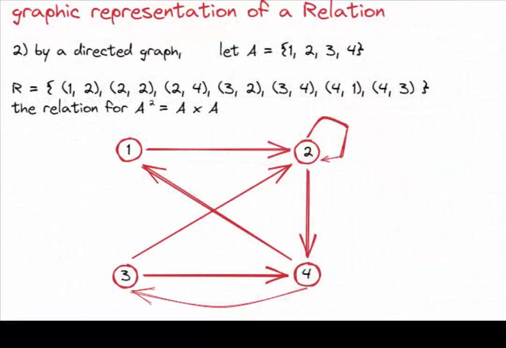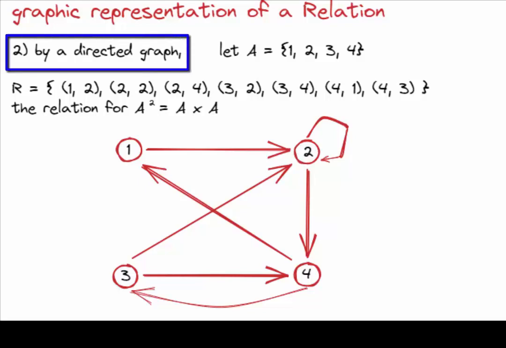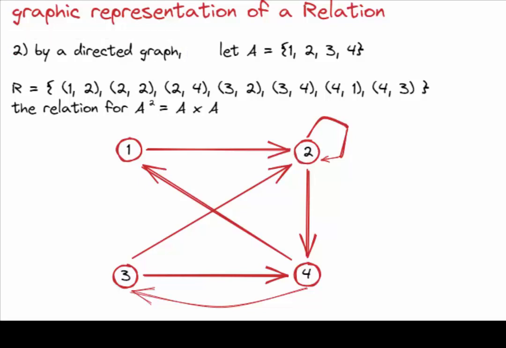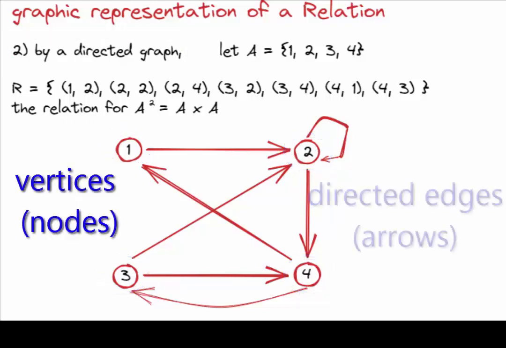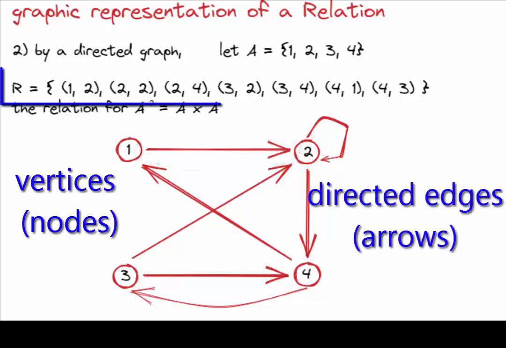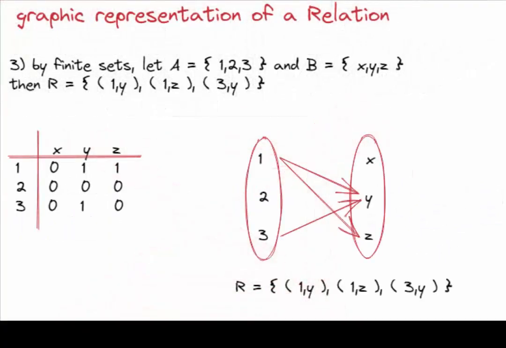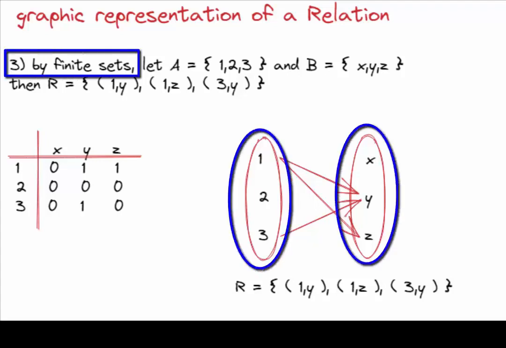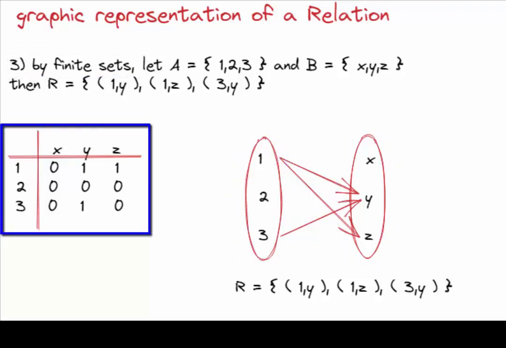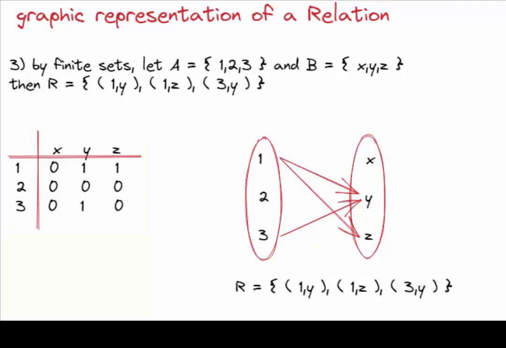The second method to represent a relation is by a directed graph that is composed of vertices and directed edges. For this A on A relation, this will be the representative graph. Also, we can represent a relation by its finite sets and the truth table matrix, where the 1 and 0 represent true and false respectively.